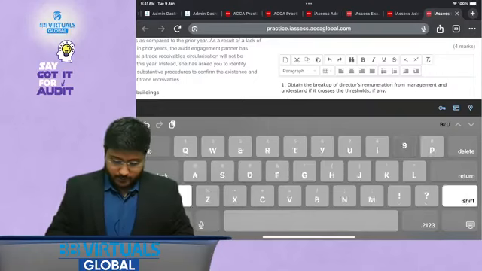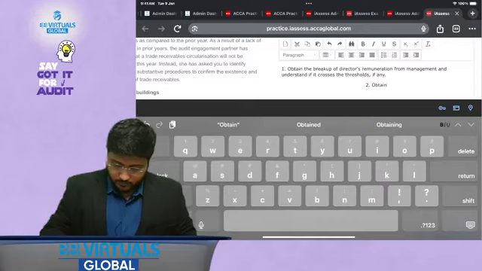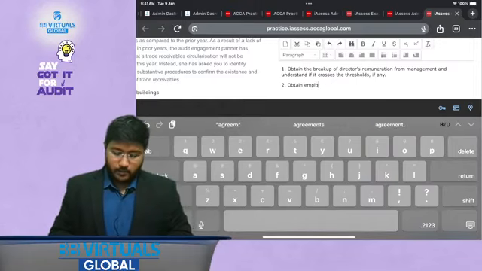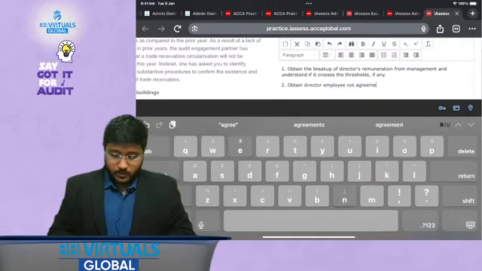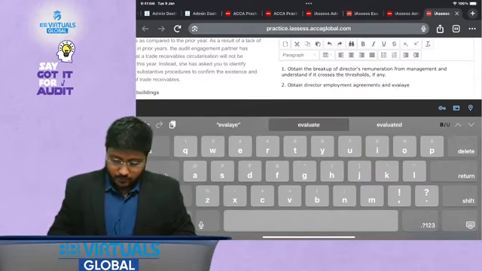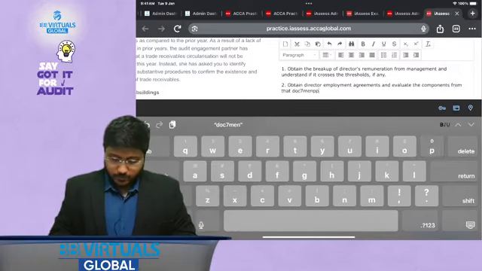Now, obtain director employment agreements and evaluate the components from that document.